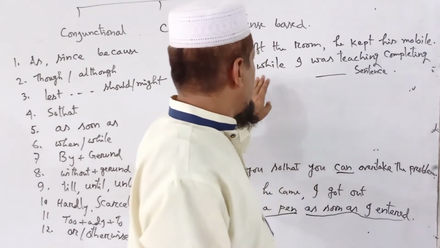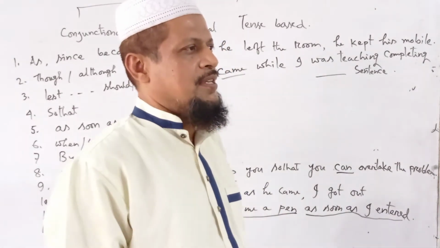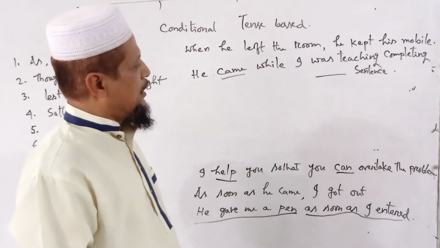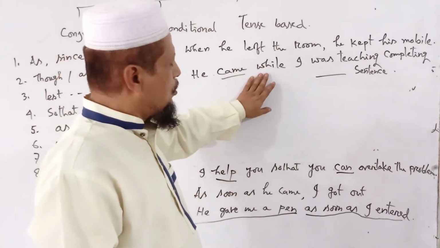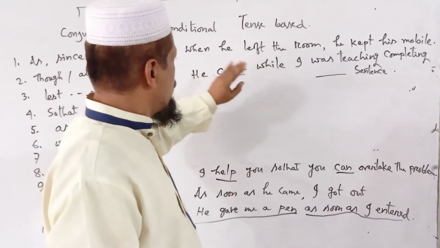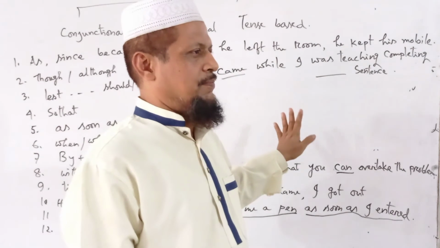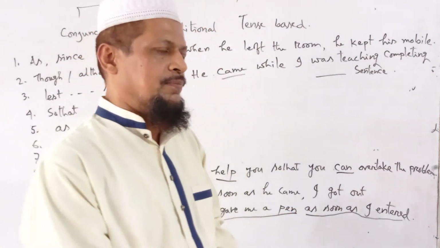That means if the time is short, then we will use when, but if the time period is long, then we will use while. You should look whether it is when or while. If there is when, then you will add another past form. If there is while, then you will add past continuous tense.